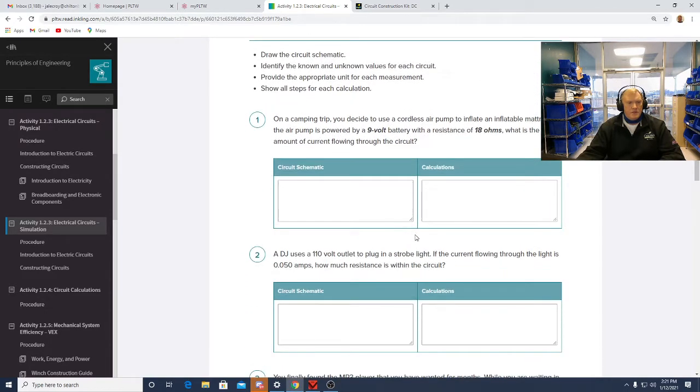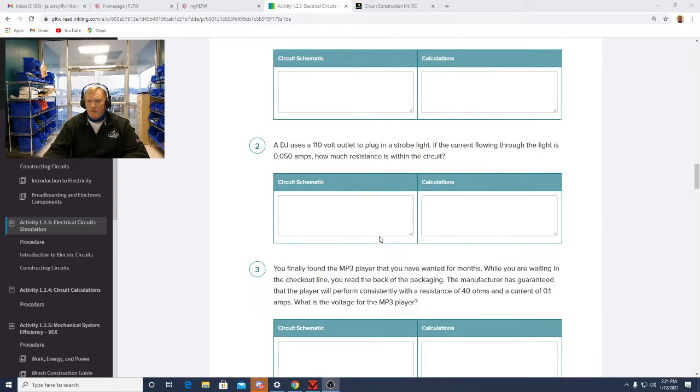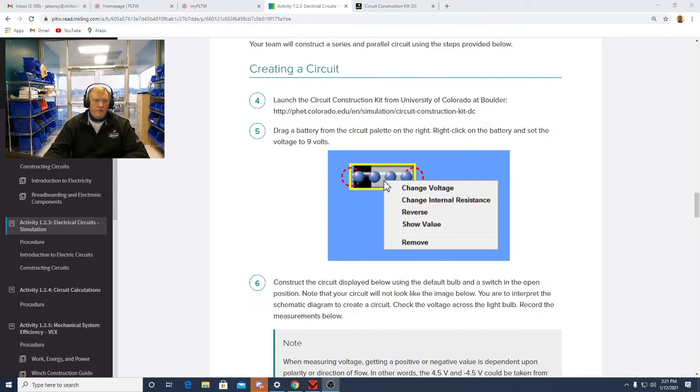Then you're given 3 questions. For instance, number 1 here says you're on a camping trip, and you have something with 9 volts and 18 ohms, and you want to know the current. Well, current is I, that's the variable, and I equals voltage divided by resistance. When you calculate that out, you're going to show me the formula, plug in the numbers, and do the calculations. Solve each of the 3 for the missing variable, and then you're going to construct a circuit using the simulations.